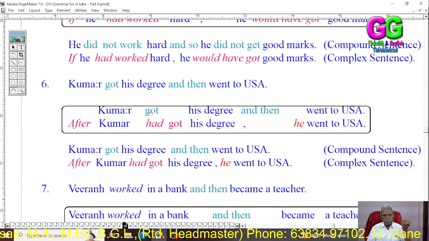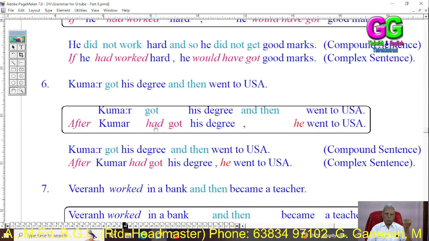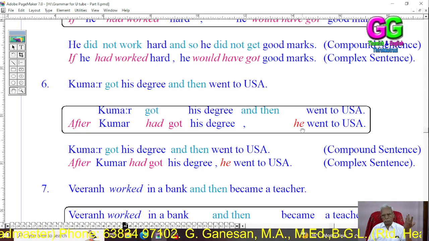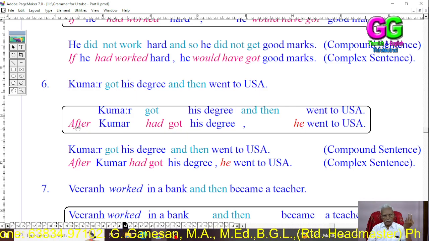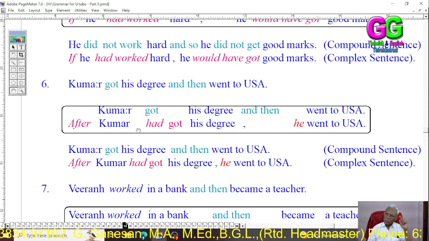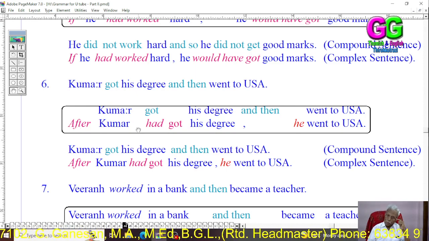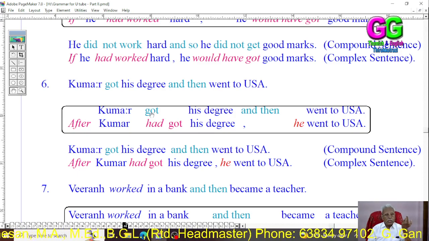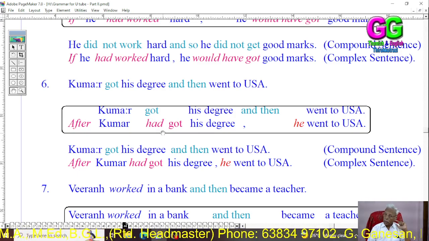Yes, simple past perfect. Then "and then" is removed. Then comma. There is no subject here, so the pronoun for Kumar is "he". That's all. It changes after "and then". As this clause is in past participle, the first action should be in the past perfect. I will change the simple past into past perfect.